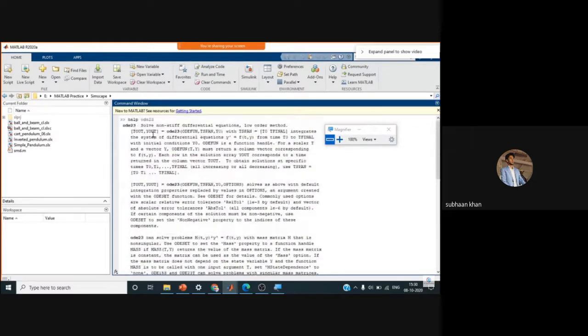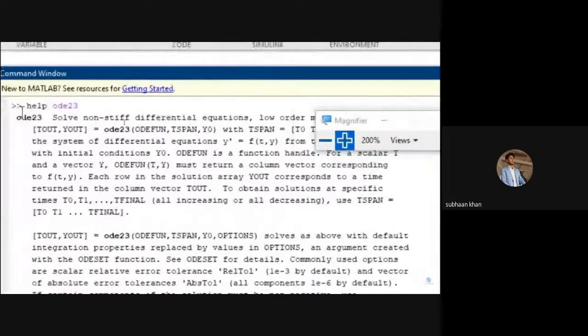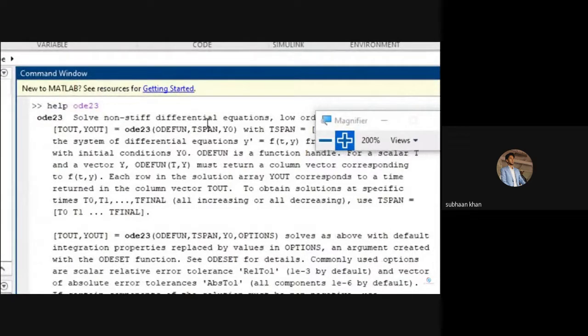So in the ODE function, you can just look at this. This is a one-step solver. I will explain what a one-step solver is in a separate lecture. It's much more theoretical.